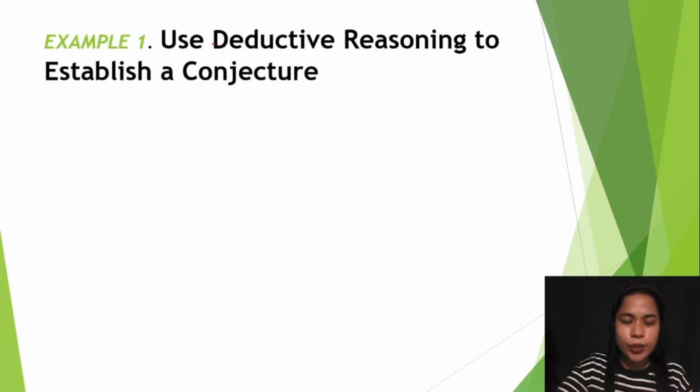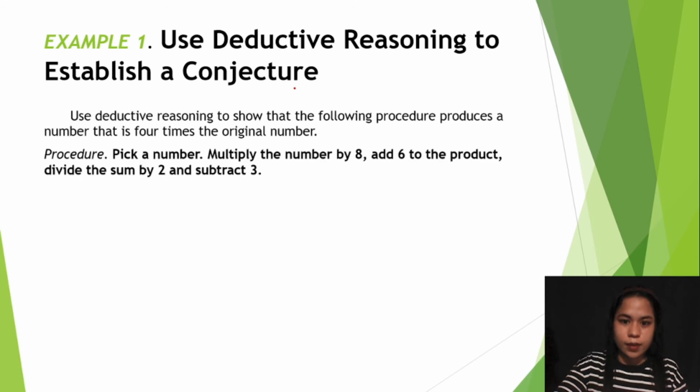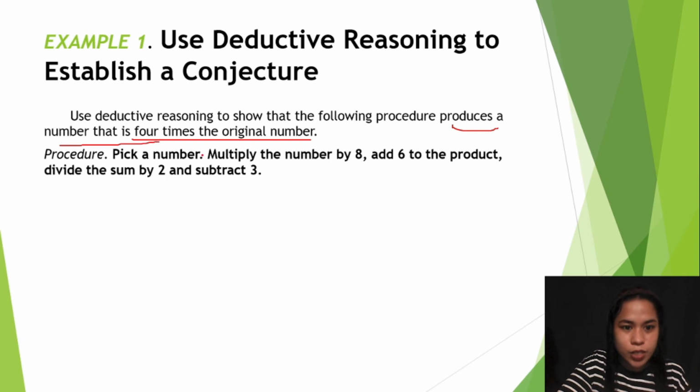Okay, so let's have an example. Use deductive reasoning to establish a conjecture. So, dito, given na si conclusion, yung general conclusion natin doon sa inductive, which is 4 times the original number. So, it produces a number that is 4 times the original number. So, dito, using deductive reasoning, kailangan natin hanapin na ngayon yung formula na kung ano ba yung gagamitin natin so that we can apply the given conclusion. So, same procedure that we apply in inductive. Pick a number, multiply the number by 8, add 6 to the product, divide the sum by 2, and then subtract it by 3.